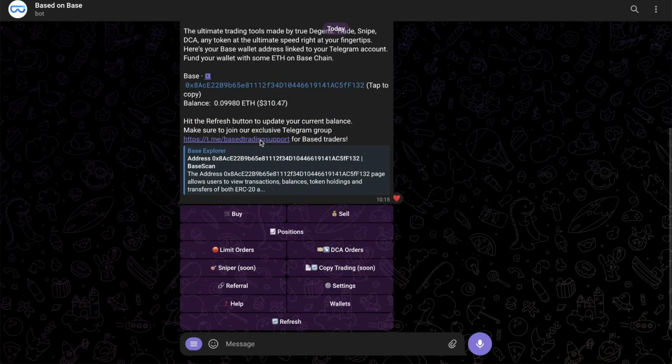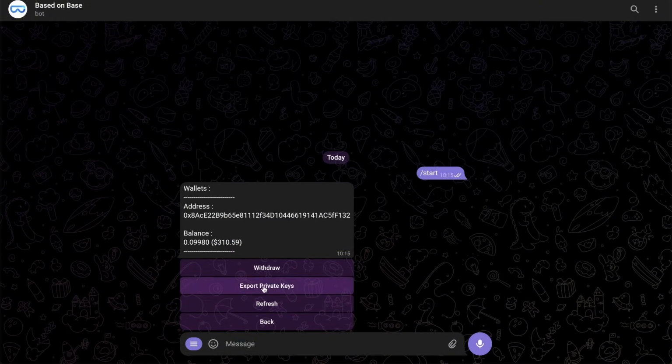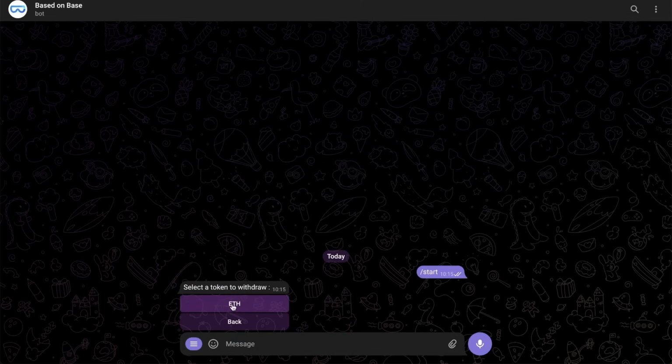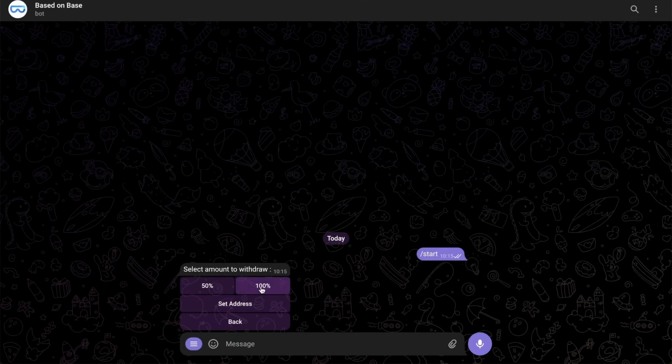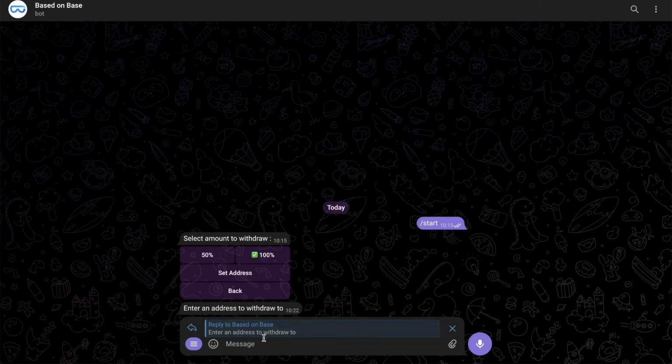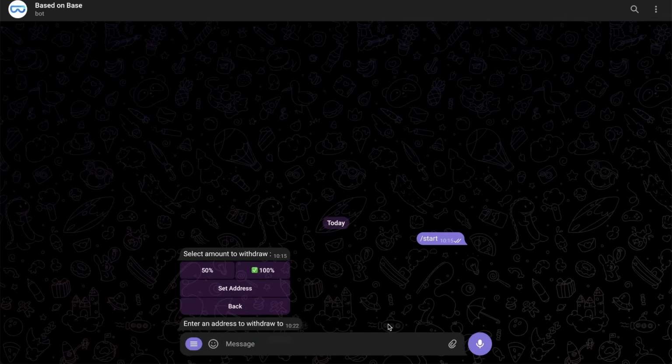This is amazing. And you can do the process the other way by clicking on the wallet and withdraw. You can withdraw your Ethereum. You can choose the amount here. For example, if I wanted to withdraw 100%, then I will click set the address, show which address I want to send it to, and ta-da, that's it. It will send it back.